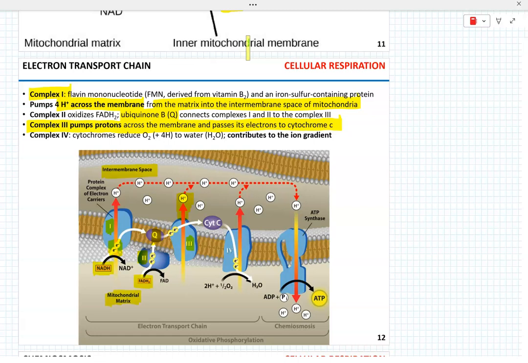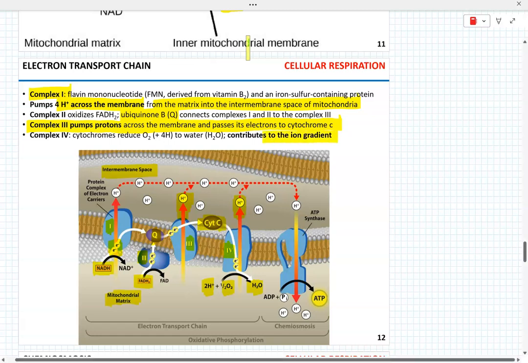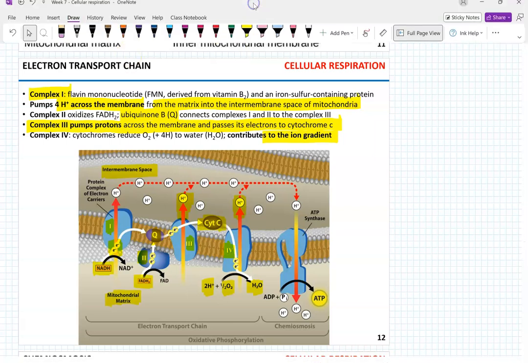And finally, electrons, by means of cytochrome C and the 4th complex, are transferred to oxygen, which, when combined with 2 hydrogens, forms a molecule of water. Complex 4 also uses the energy of the electrons to pump hydrogens across the inner membrane of mitochondria. All this pumping of hydrogens effectively results in the formation of the ion gradient, the gradient of hydrogen ions. We call this gradient an electrochemical gradient.